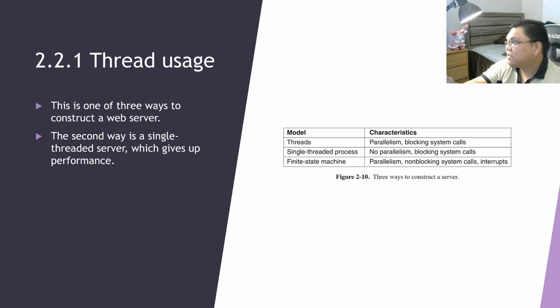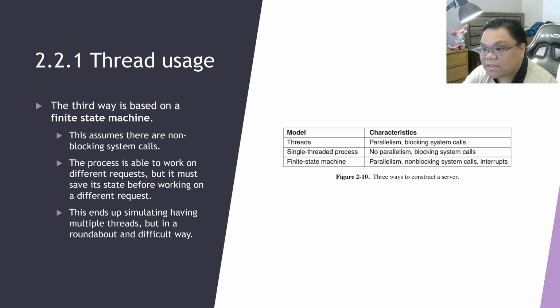It turns out this is just one way to construct a web server. The other 2 ways are as a single-threaded process, which, as we saw, is potentially inefficient, no parallelism, no performance gains from multi-threading. The third way is based on a finite state machine. So this system assumes there are non-blocking system calls.